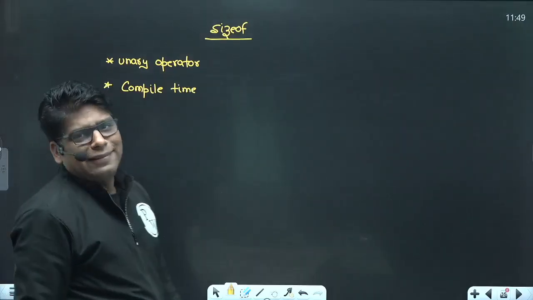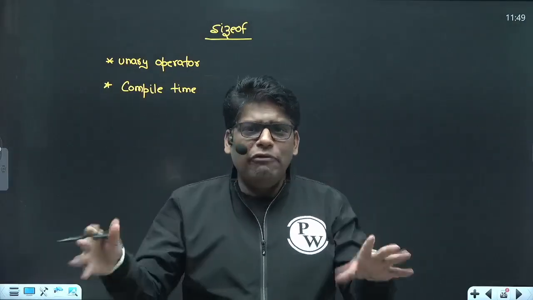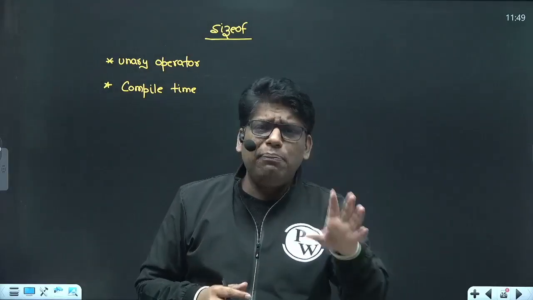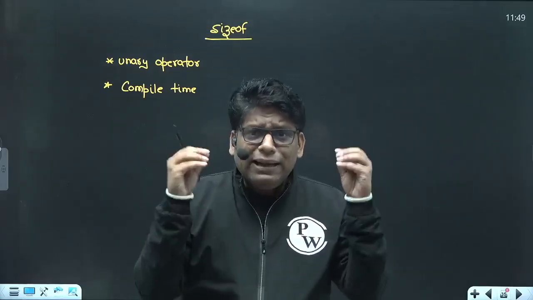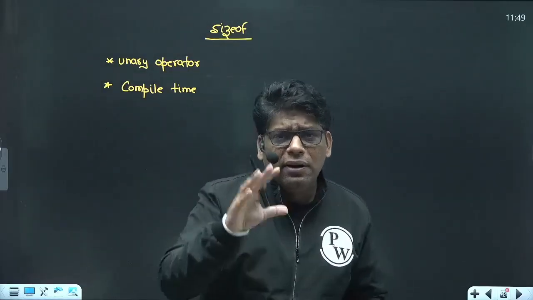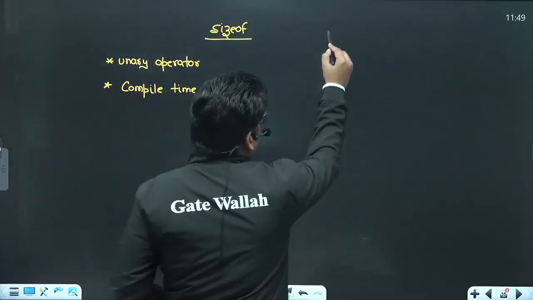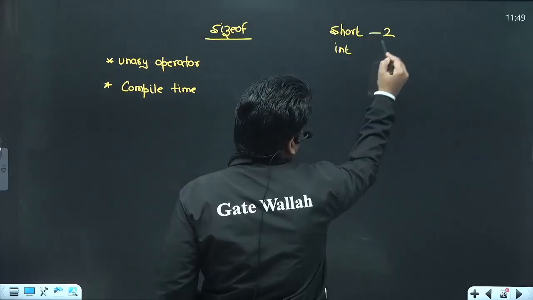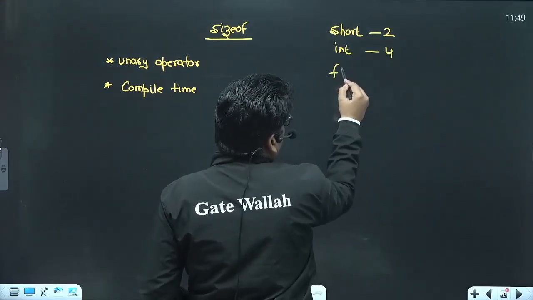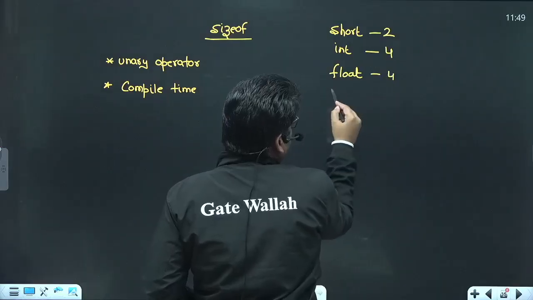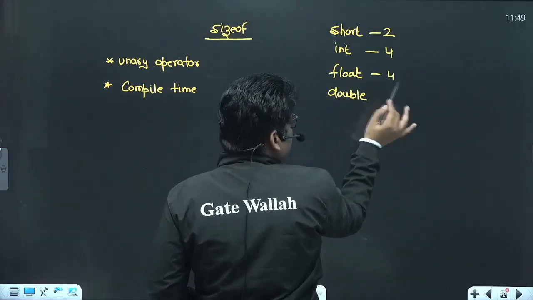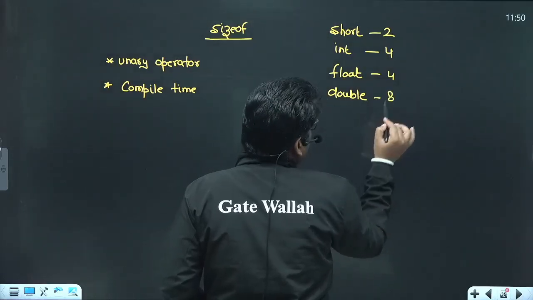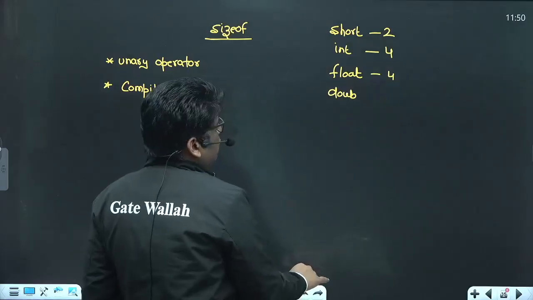That means there is no need of execution time. The sizeof operator stores the result even at compile time. That means nothing happens at execution time for the sizeof operator. Try to understand. Sir, I assume that I am working on a compiler in which short takes 2 bytes, int takes 4 bytes, float takes 4 bytes, double takes 8. I am assuming all this: 2, 4, 4, 8.